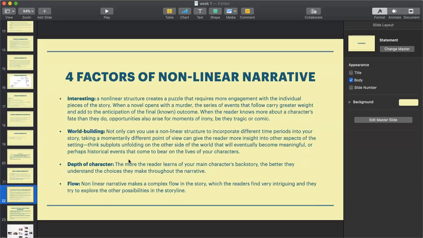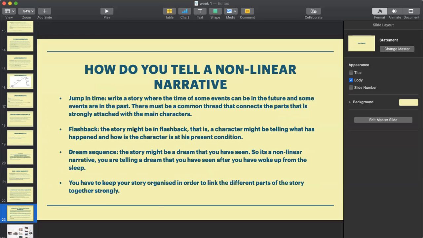Okay. There are four factors. It's more interesting. It builds a parallel world. You can add character depth, right? The flow becomes very complex, and there are more possibilities in this storytelling. How do you write? You can jump in time, talk about your flashback, talk something about the future. Dream sequence, like you have seen a dream and you are talking about the dream.